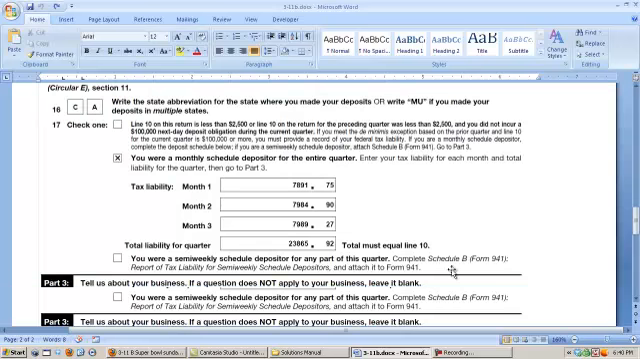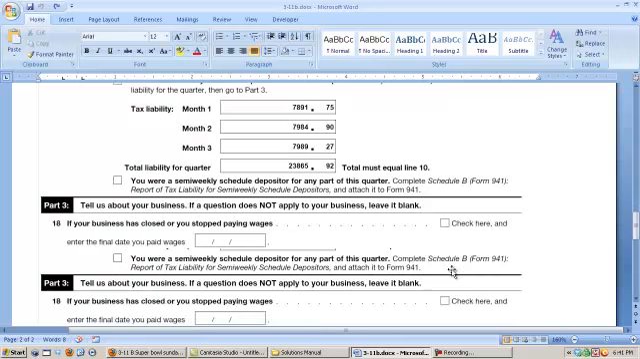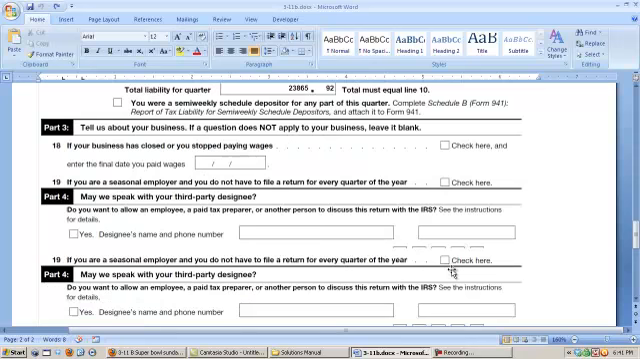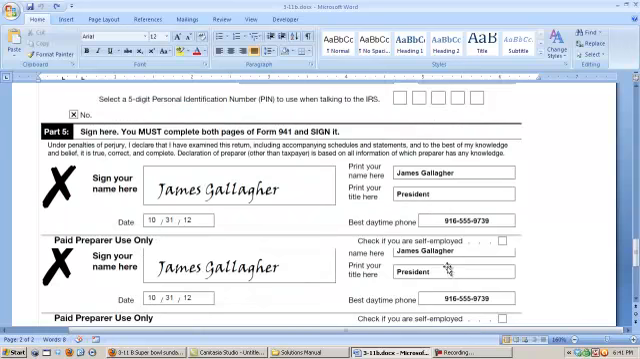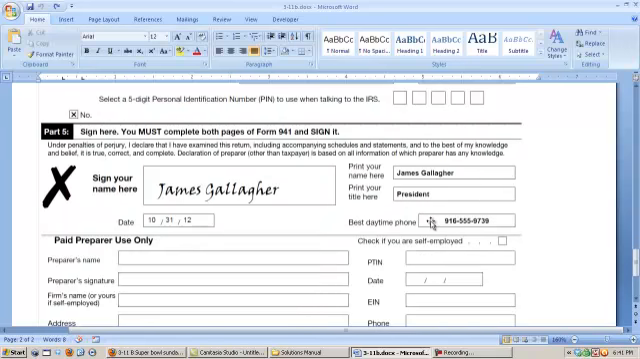Okay? Let's scroll down a little bit further. We've got to sign this. The president of this company is James Gallagher. We need to date this also. If it's a partnership, we need one of the partners involved in the business to sign it. If it's a corporation, we need an officer, president, vice president, somebody like that to sign it. We have our phone number listed on here, and that's it for these two problems.